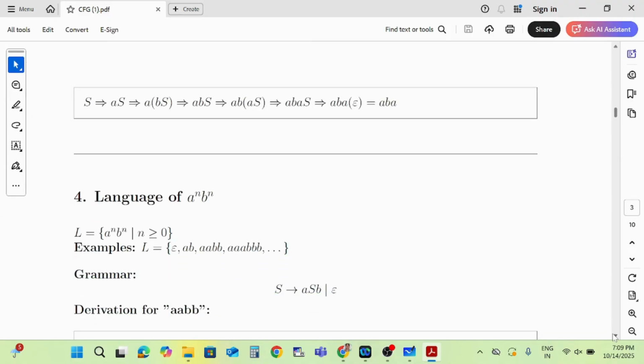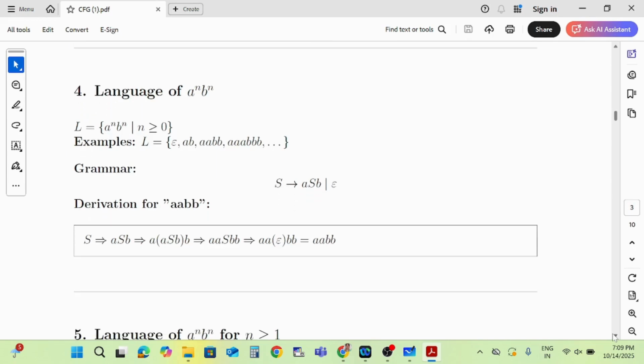Similarly, the language a power n b power n, where n is greater than or equal to 0. It is a followed by b. Hence the grammar is S tends to aSb or epsilon. So this is going to generate equal numbers of a's and b's, that is a power n and b power n, wherein a is followed by b. So here are the derivations: aSb, aaSbb, and so on, whenever we want to terminate with epsilon.